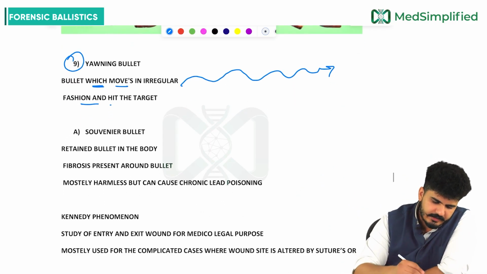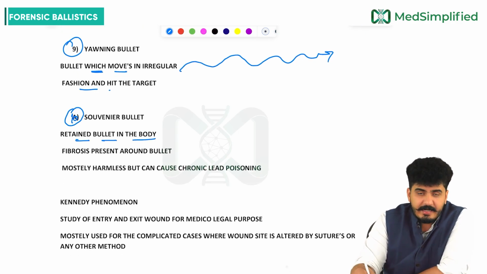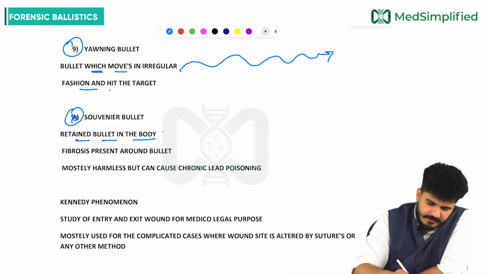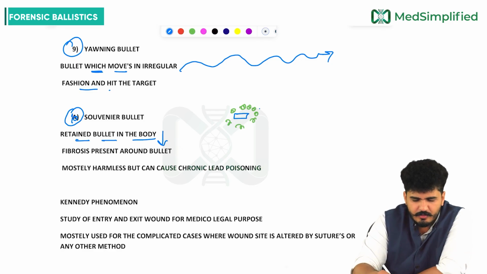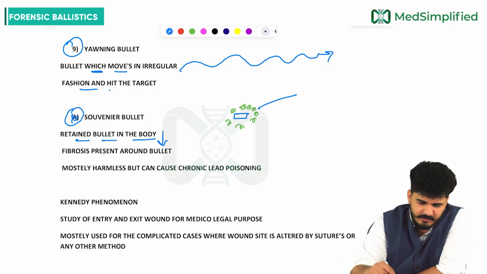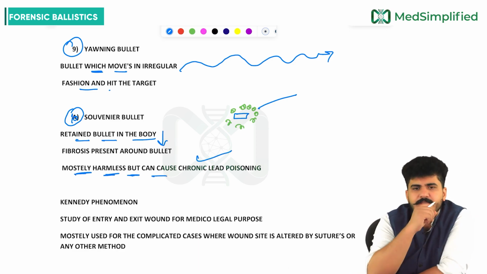Then another type of bullet is the souvenir bullet. This bullet is retained in the body, and how do you come to know? Because of the fibrosis present around the bullet. The bullet settles inside the body, and after some time you will notice a hardening of skin, and the moment you get the investigation done, you get to know on examination that there is fibrosis. Mostly harmless but can cause chronic lead poisoning.